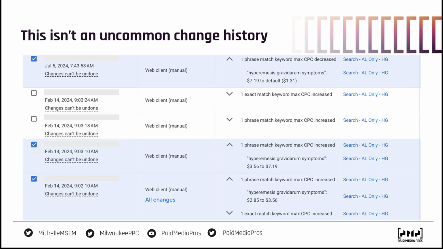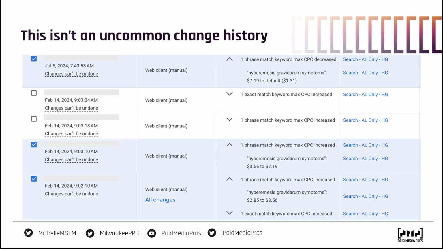So first, this is not an uncommon change history that we see with accounts. Right now we're going in reverse calendar order. So on the far left side, you can see that the bottom line had the first change on February 14th, 2024 at 9:02 a.m. The bid for this single keyword we're going to look at was increased from $2.85 to $3.56. Next line up, literally 1 minute later, bids were increased from $3.56 to $7.19. Everything stayed fully stable until July 5th, when the keyword bid was pulled from $7.19 all the way down to the ad group default of $1.31.